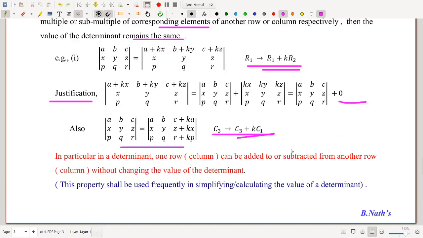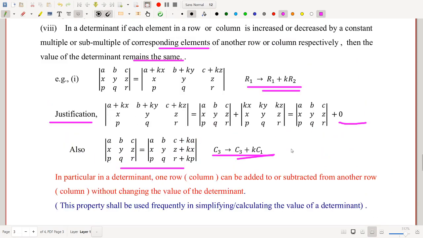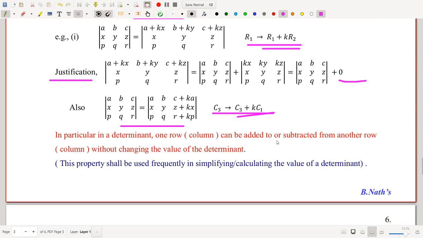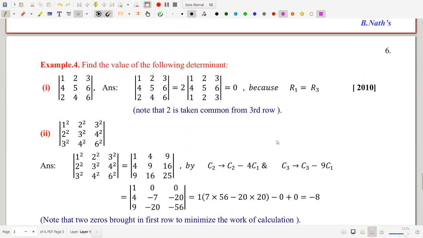So these are the properties of determinant, and properties of cofactor, we have learned today, and these are to be revised. See the video 2 times, 3 times if necessary, and then read the PDF also. Now let us see some examples. Find the value of the following determinant.